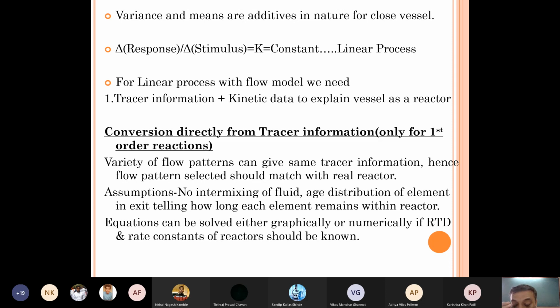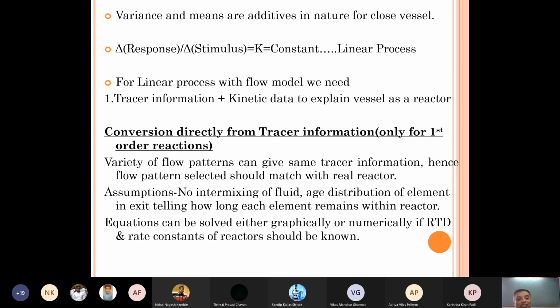Linear process with the flow model we can explain. For that we require 2 things in our hand. First thing, we require tracer information. Means what? Stimulus response experiment. I have explained last lecture, that data we require, concentration time data we require, and plus we require kinetic data. Kinetic data means what? K, order of reaction. K means what? Rate constant we require, and then only that vessel we can explain as a reactor. You are getting or not?